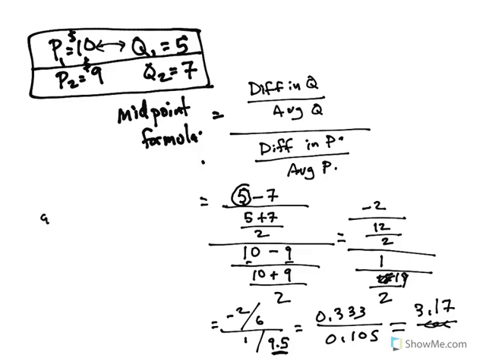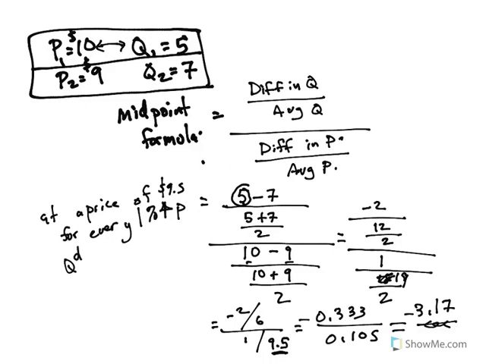So at a price of $9.50, for every 1% increase in price, quantity demanded will decrease by 3.17%.